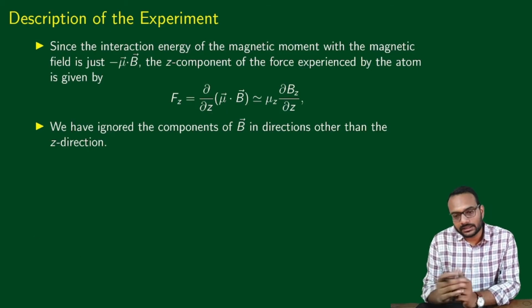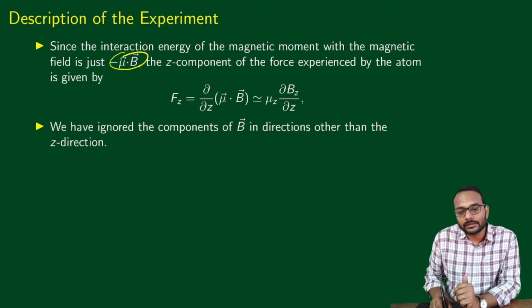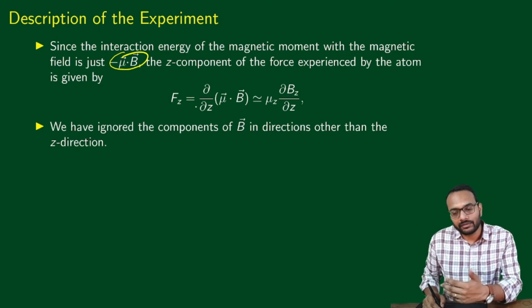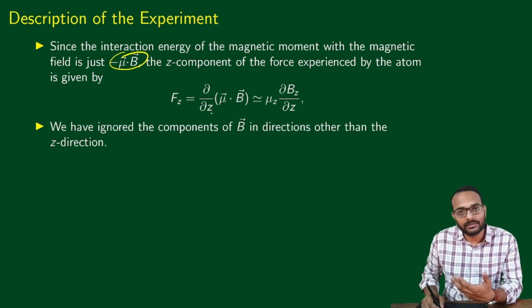Now, this is something that we have seen already. Since the interaction energy of the magnetic moment with the magnetic field is just minus mu dot B, the Z component of the force experienced by the atom is given by the negative gradient of this interaction energy. Again, we are talking only about the variation in the z direction, so instead of taking the full gradient, we take simply the partial derivative with respect to z.